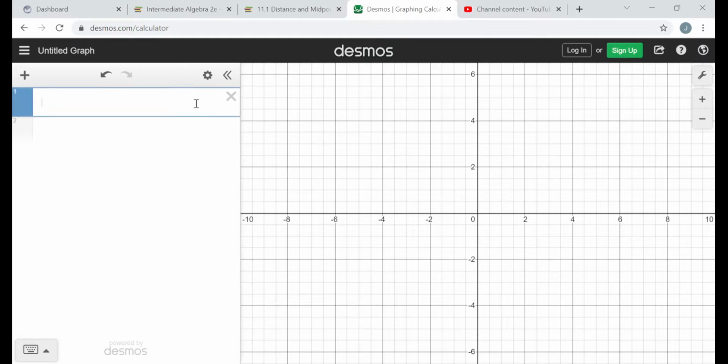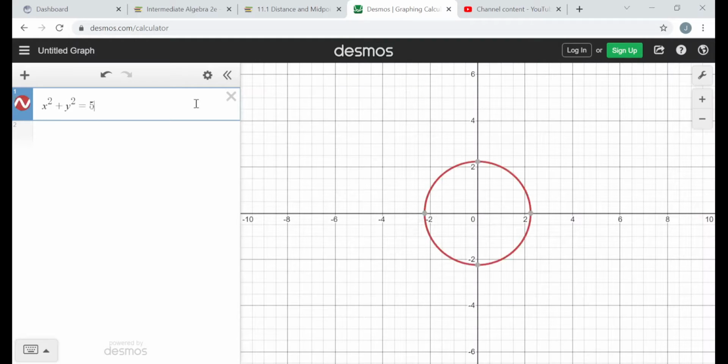So I'm going to type in the equation we just ended up with, right? X squared plus y squared equals 5. And look at this, definitely centered at the origin. And look at this point here, 2.236. That's the square root of 5 rounded to 3 decimal places.